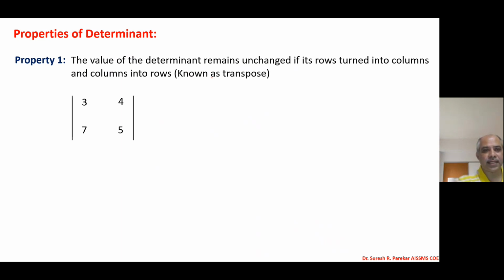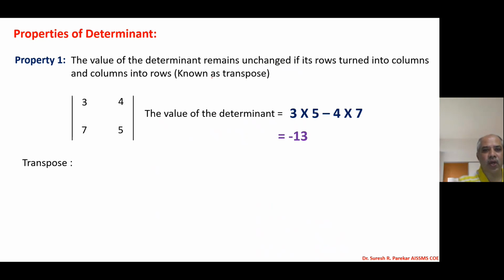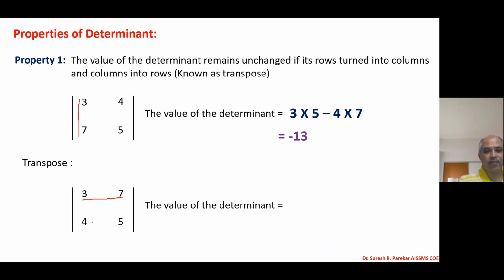Now we have this matrix. If we calculate its value, 15 minus 28, it comes to minus 13. Now we will change rows into columns and columns into rows. So we have 3, 4, 3, 7. The first column, 3, 7, we have converted into a row. And the second column, 4, 5, we convert into the second row. Then we will calculate the value of the determinant.